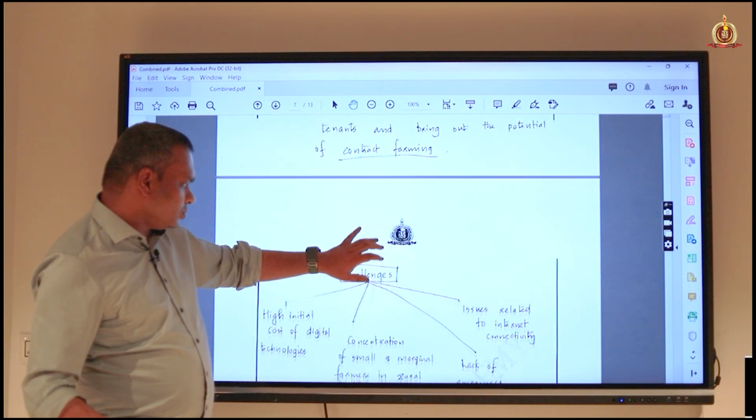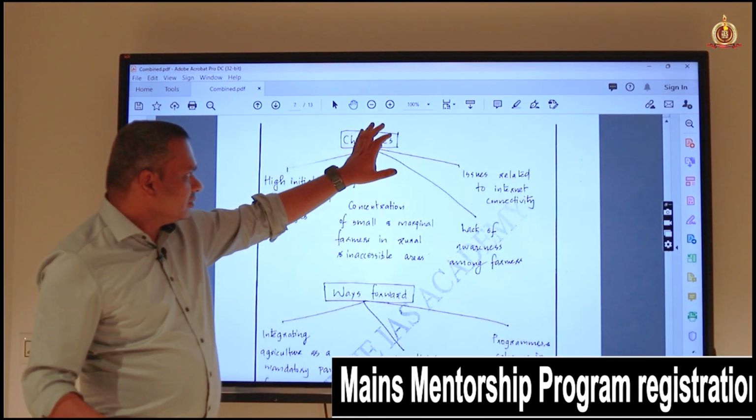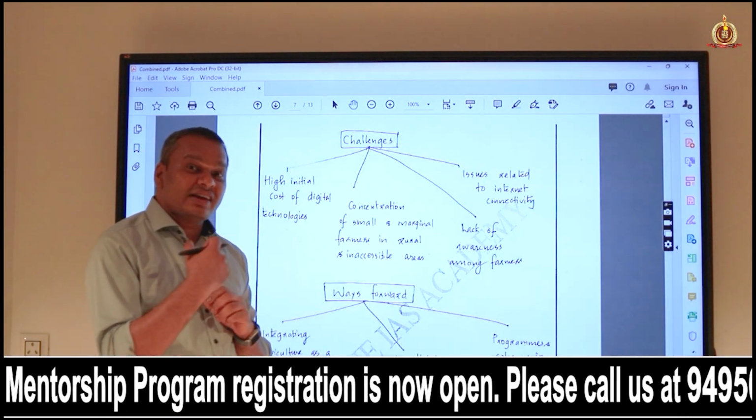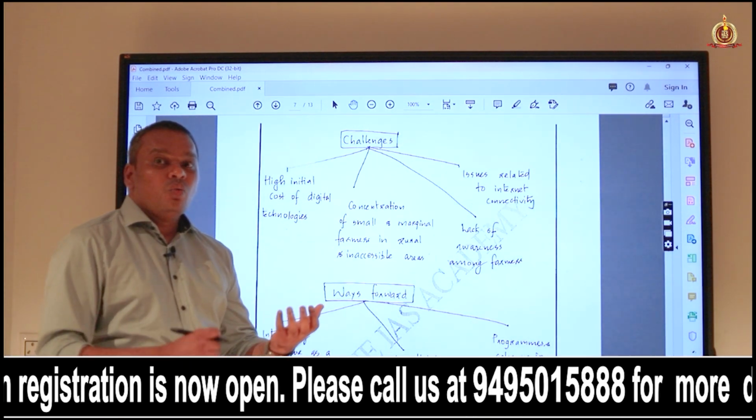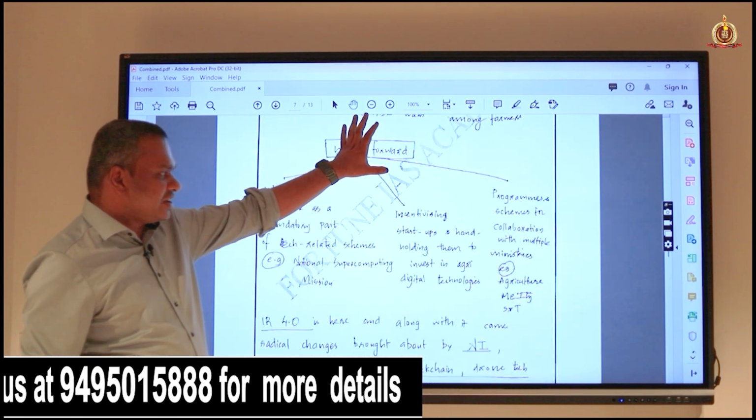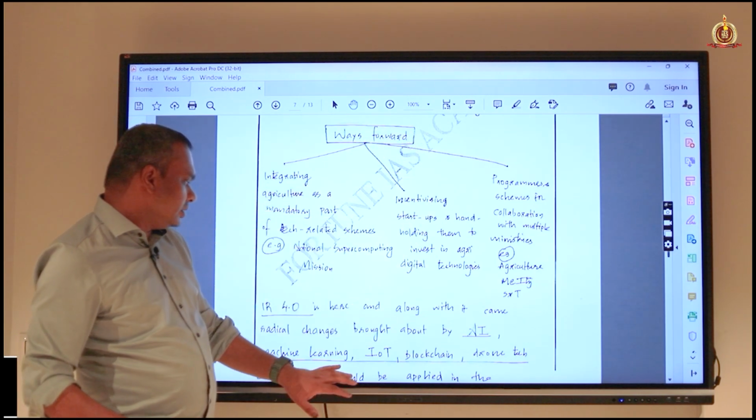Digitalized land records, SVAMITVA. Then she has also taken one aspect for challenges. When you look at discuss the potential, you also have to write about the challenges, not just what has been done. What are the issues you are facing is also an important part of the question. So challenges is something she has written, and how to solve challenges, the way forward.